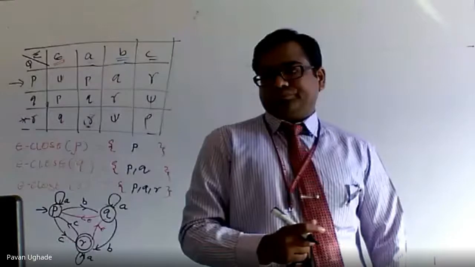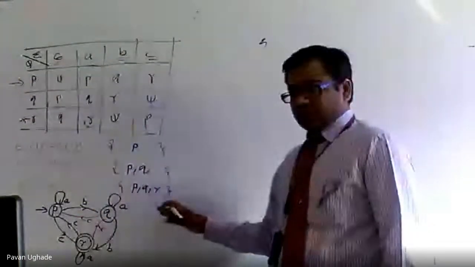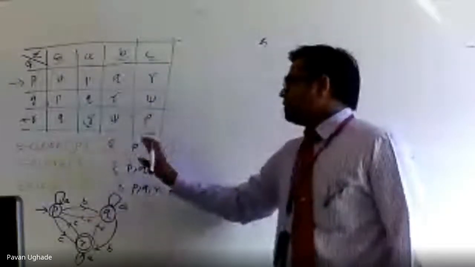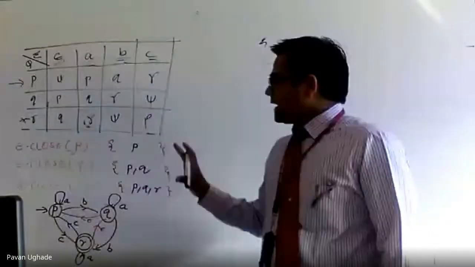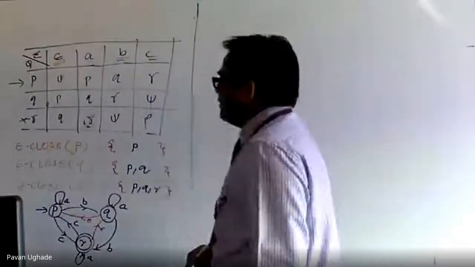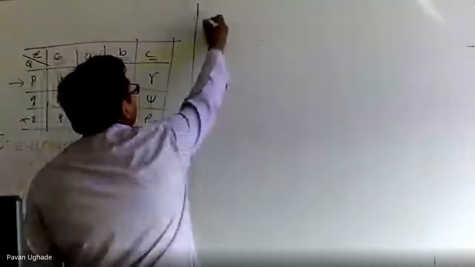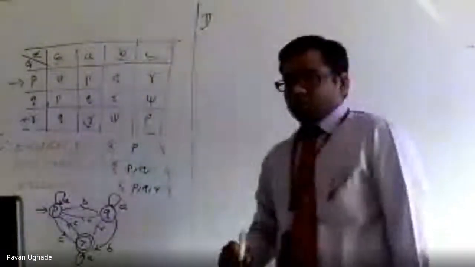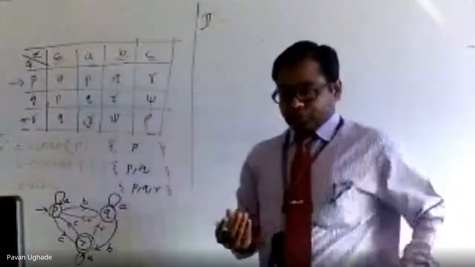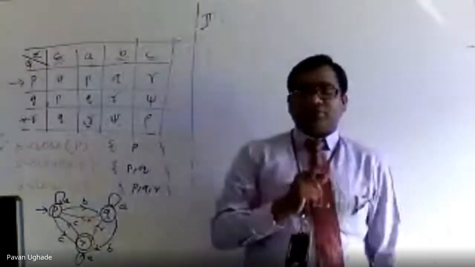Correct. Some people got the correct answer, I think most of them have. P, PQ and PQR. These are the epsilon closures. Now let's move ahead with step 2. In step 2, as I said, we will now require the extended transition function.